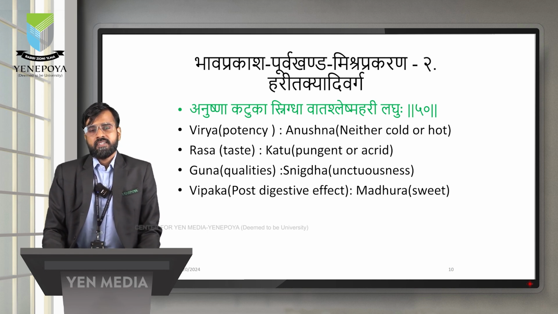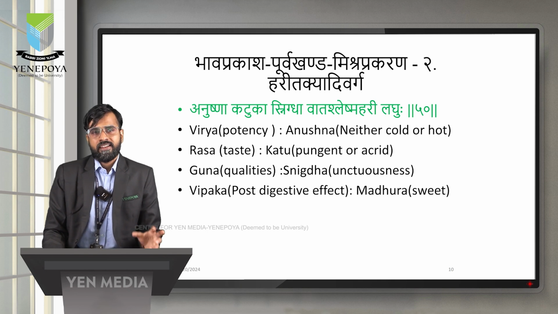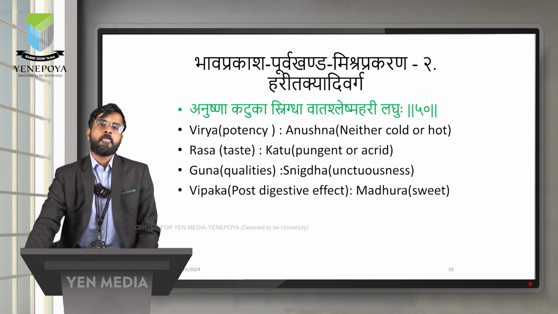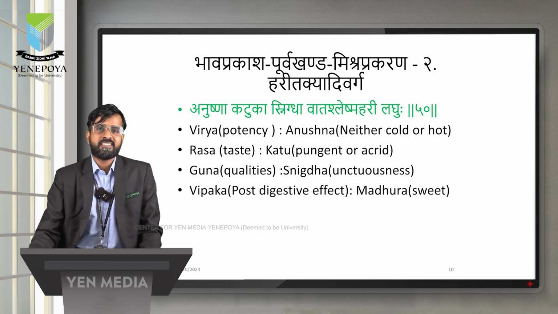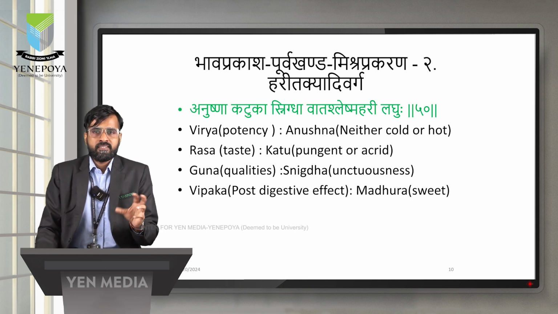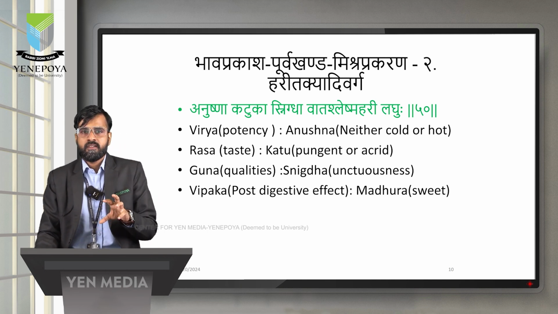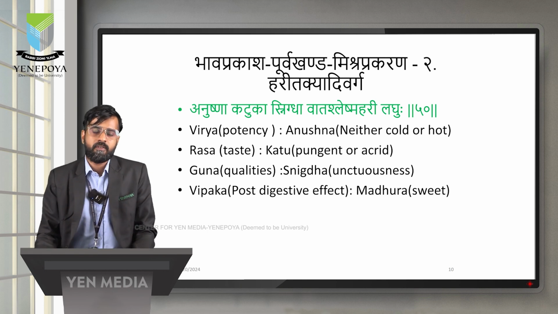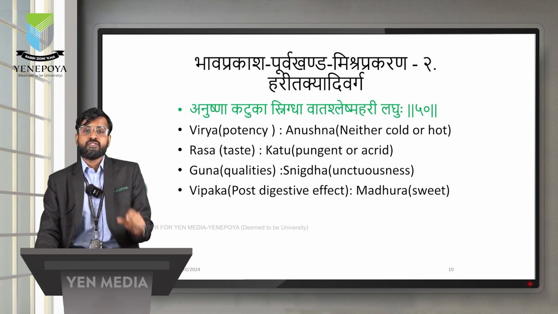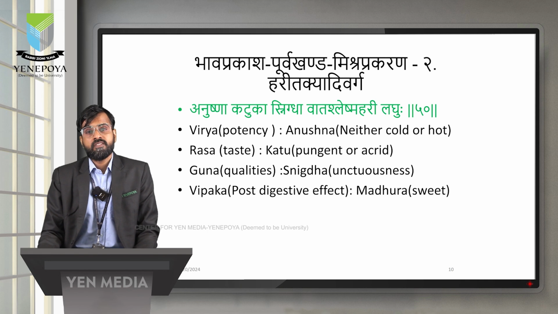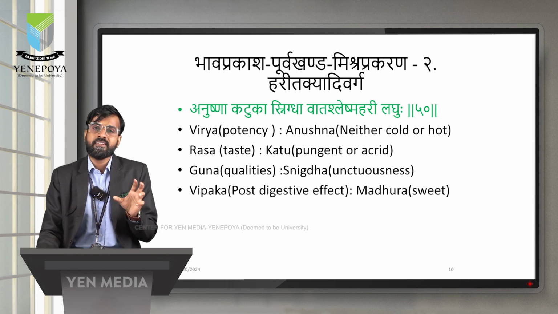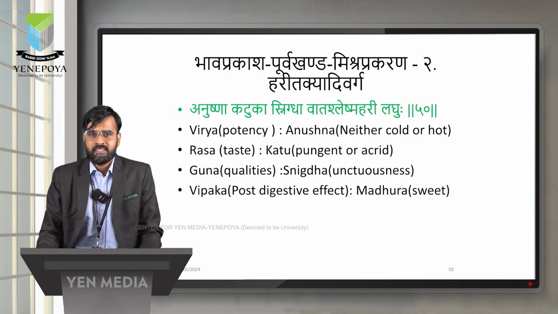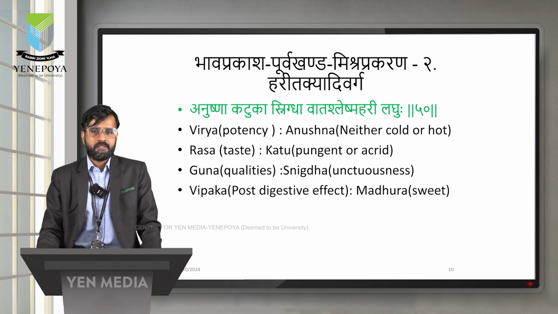So Anushna, if you see the energetic principle or the potency of the Dravya, that is Anushna. It is neither cold nor hot. It is having the Agneya Bhava as well as Saumya Bhava. And coming to the taste of the Pippali, it is Katu. All the 3 drugs have Katu Rasa, that is acrid or pungent Rasa.